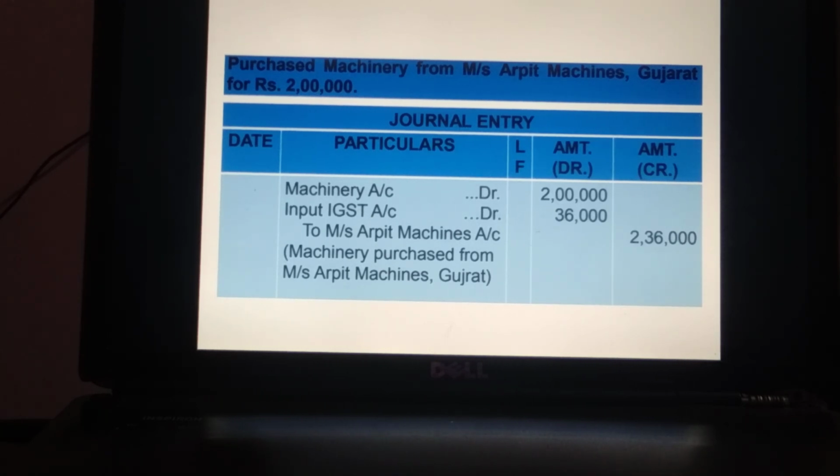So in fact there are many entries in which GST should be levied. We are going to discuss other different types of entries later on in the next video.